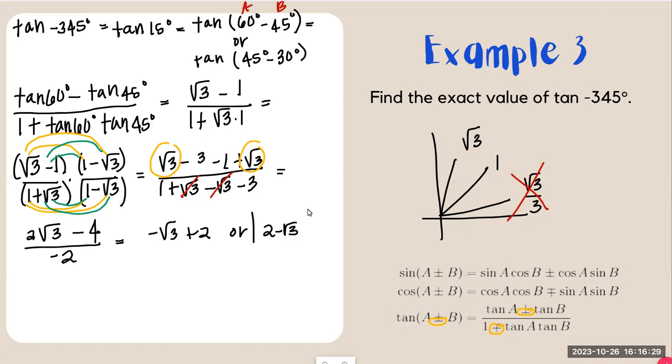Let's definitely check this. So if we put the tangent of negative 345 in our calculator, that is approximately 0.27. And 2 minus the square root of 3, our answer is also approximately 0.27.